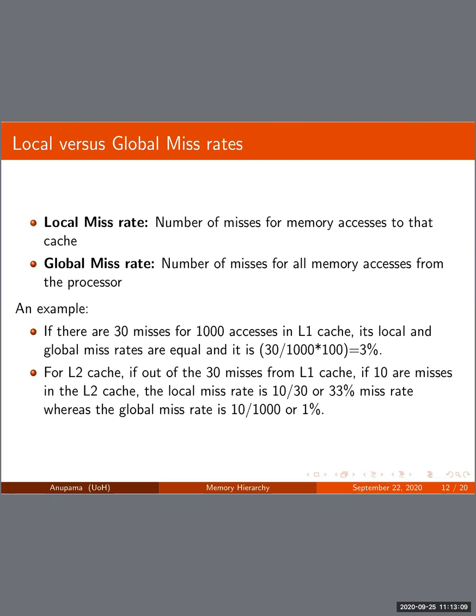That reflects more the actual miss rate at level 2 rather than the local miss rate. So we need to distinguish between these two. Any questions on that?